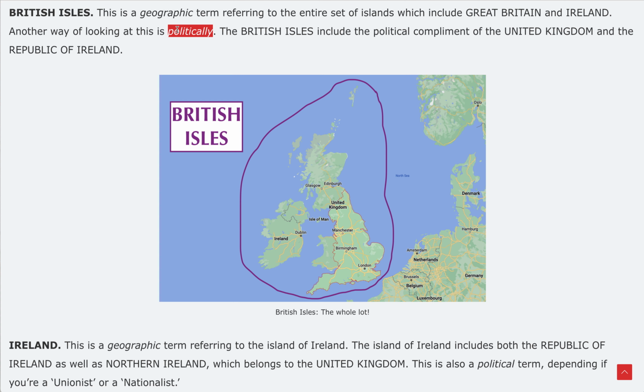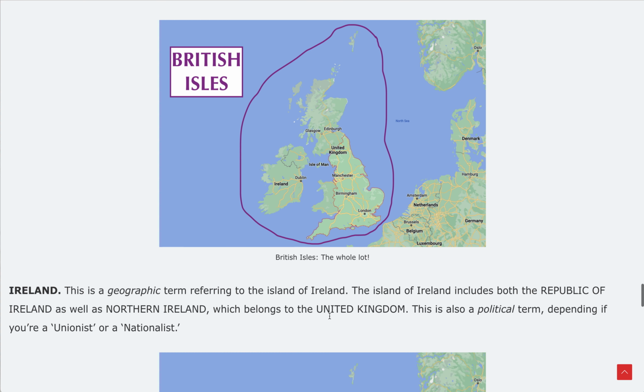Another way of looking at this is by political definition. The British Isles include the political complement of the United Kingdom, this, and the Republic of Ireland. And that's where you get the British Isles. So either way you want to hash it up, I like to do it geographically. It creates less tension, I think. And so the British Isles is the whole lot. That's it, British Isles, pretty simple.